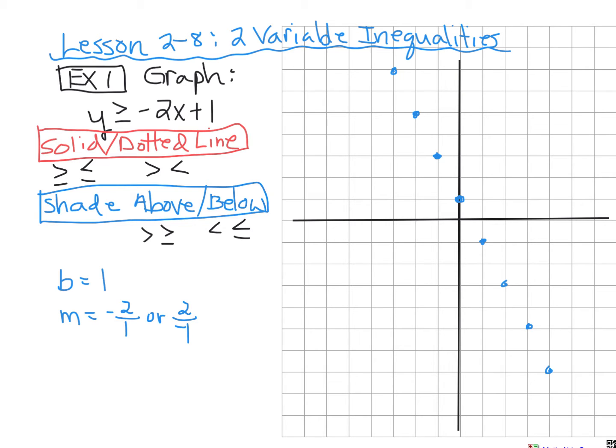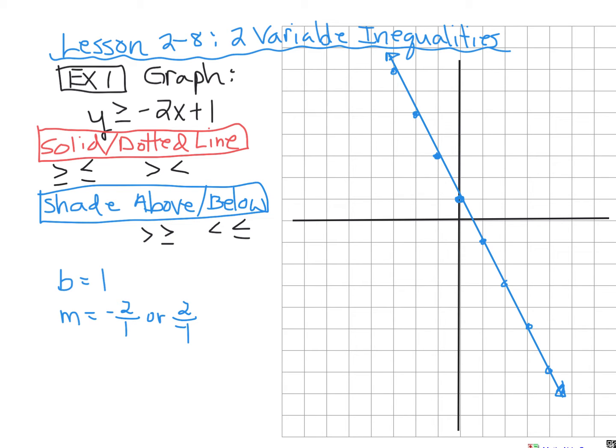Now the only thing I need to decide is, am I going to have a solid or a dotted line? And because my inequality sign has an equals to, I am going to have a solid line. So I am going to connect those points with a solid line all the way through. Put an arrow on both ends because that line goes infinitely in both directions. Then all you have to do is decide whether you're going to shade above or below. Since it's a greater than or equal to sign, we are going to shade above the line.